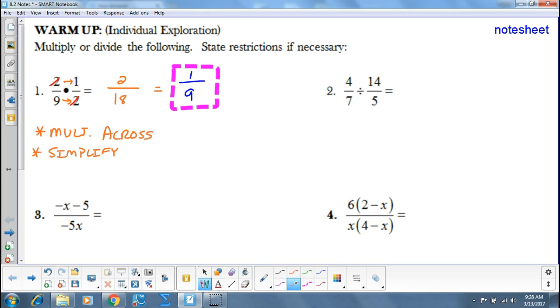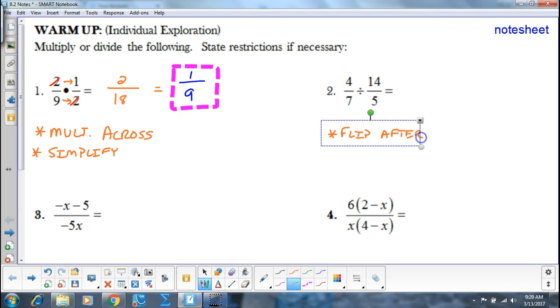Dividing fractions. Nobody? What you got, Kevin? Times by the reciprocal. So flip the second one first, right? Yeah. So we flip anything that comes after a divide sign, and then we do what? Flip and multiply.